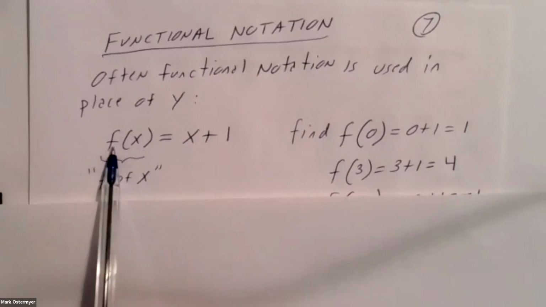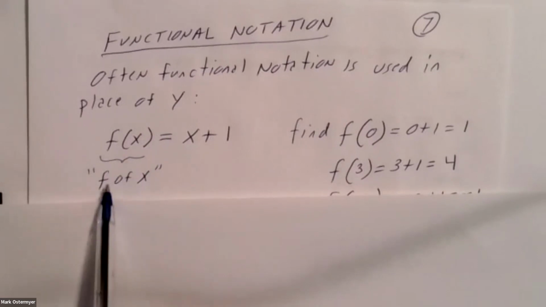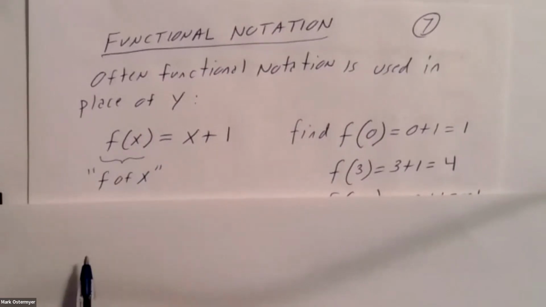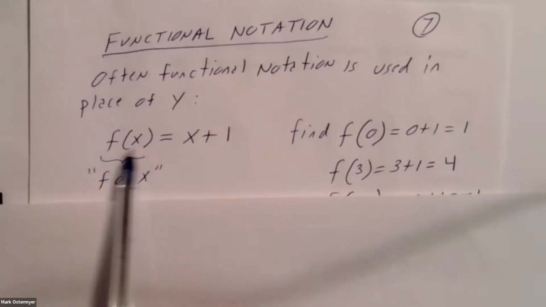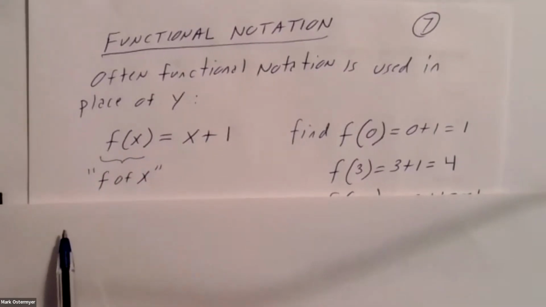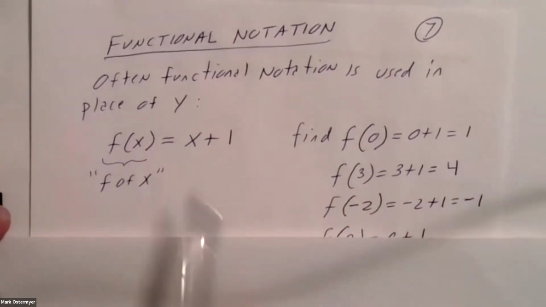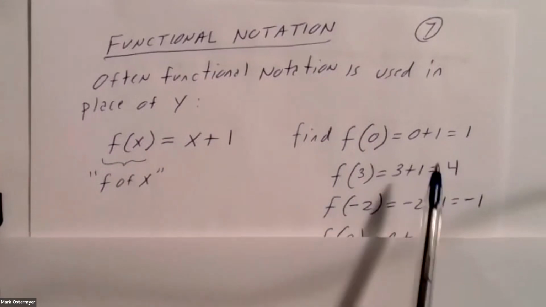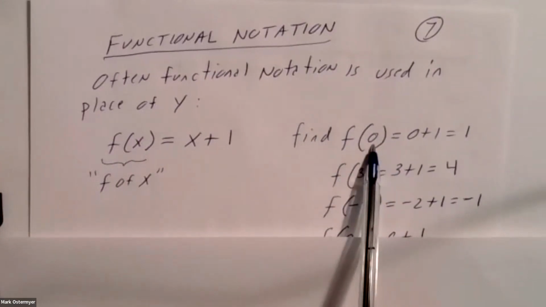You don't read this as f times x. That's not appropriate to read it that way. You say f of x. That's how you read this notation. F of x is just another name for y, okay? It's called functional notation. So if I gave you this function defined as f of x equals x plus 1, and I wanted you to find f of 0, what does it mean to find f of 0? What do you think that means we need to do? F of 0.